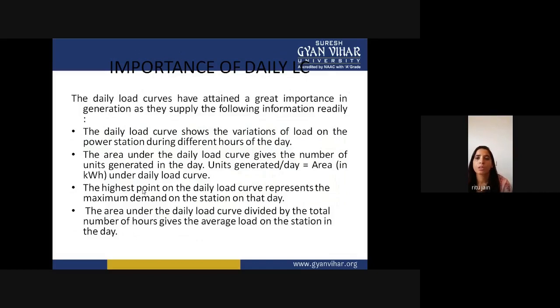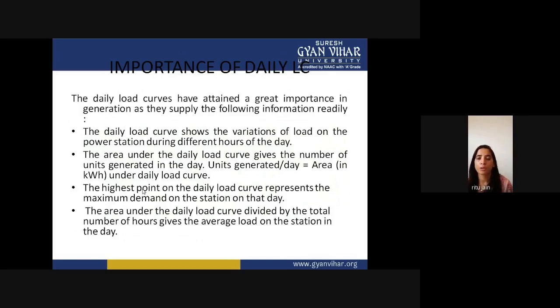The daily load curve has attained a great importance in generation as it supplies the following information. First, the daily load curve shows the variation of load on the power station during different hours of the day. The second one, the area under the daily load curve gives the number of units generated in the day. So units generated per day is equal to the area under the daily load curve.